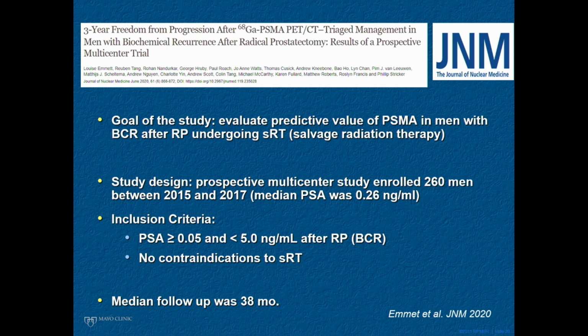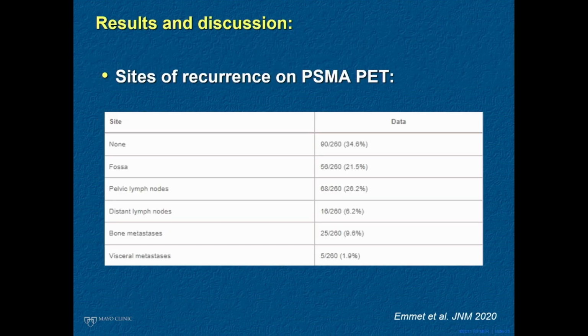So this was also a study that looked at the predictive value of PSMA in men with biochemical recurrence undergoing salvage radiation. You can see here, this was a study from Australia, which has been ahead of the curve when it comes to utilizing PSMA PET scans in the monitoring and actually initial evaluation of their patients. You can see the inclusion criteria, median follow-up. And you can see here the sites of recurrence that were found on PET scan, including negative scans, fossa, pelvic nodes, distant nodes, and bone metastasis, and visceral metastasis, which obviously we did not see a lot of visceral metastasis when we used conventional CT and obviously bone scans.